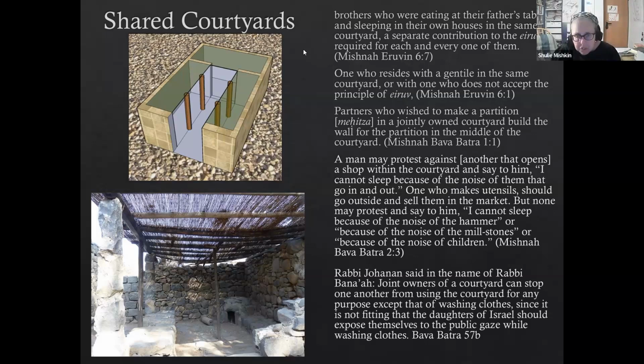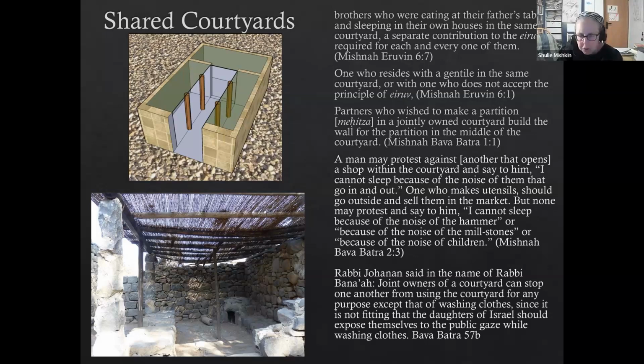Okay, and here we see that you have different types of shared courtyards. So, right, look at the first source here: brothers who were eating at their father's table and sleeping in their own houses in the same courtyard. Right, so here you get to this idea, which you see today in a lot of Arab communities. You have a chamula, right? You have a tribe.